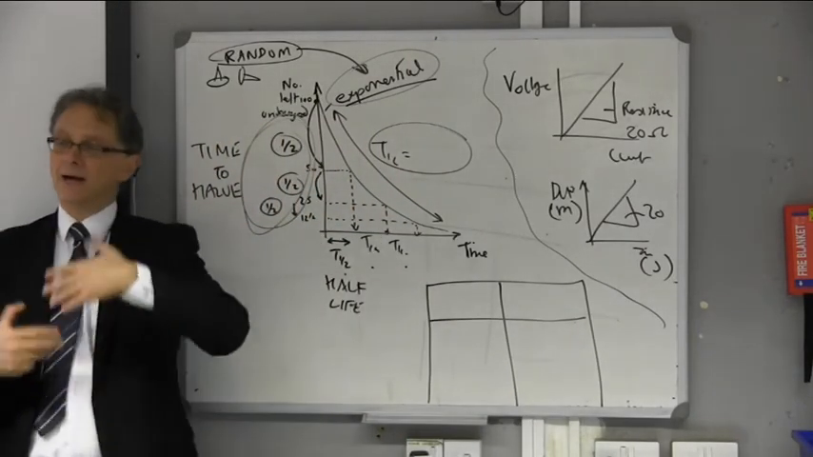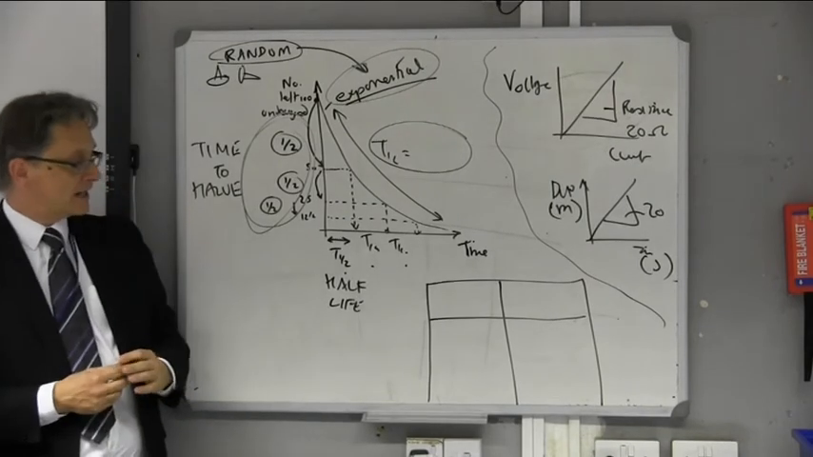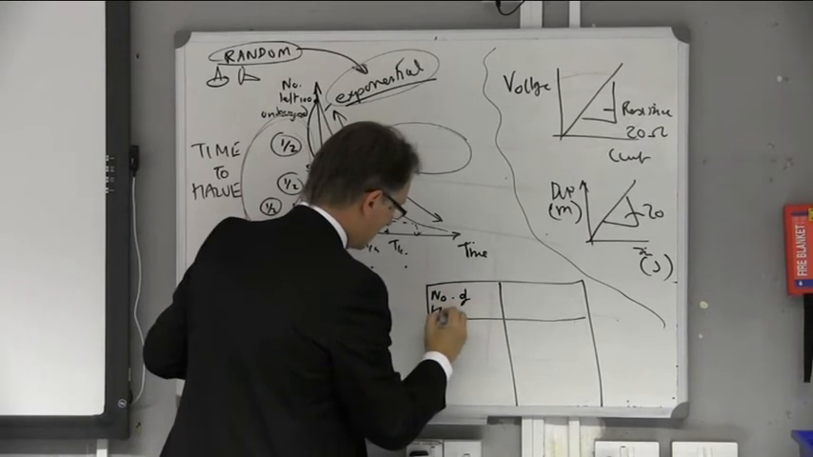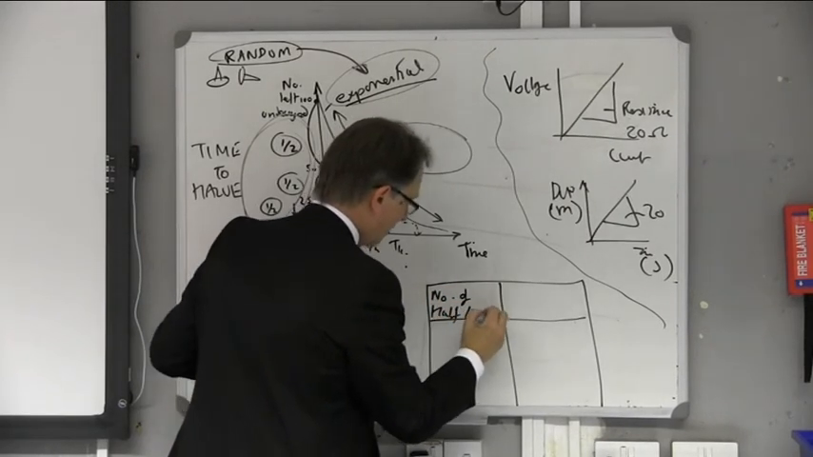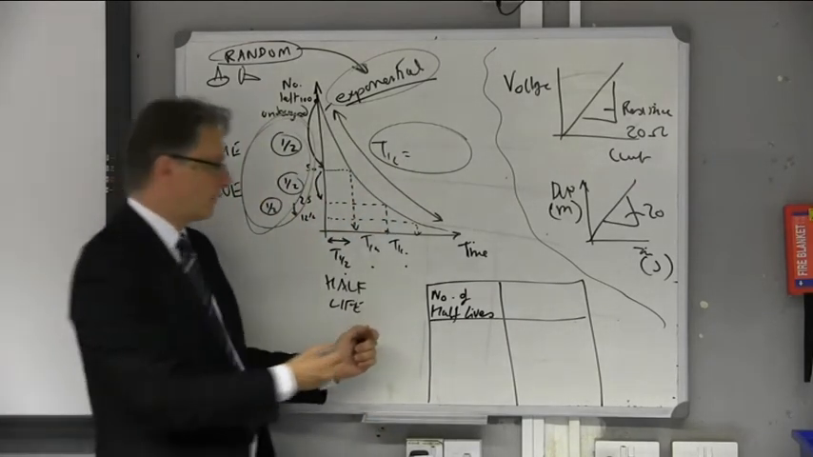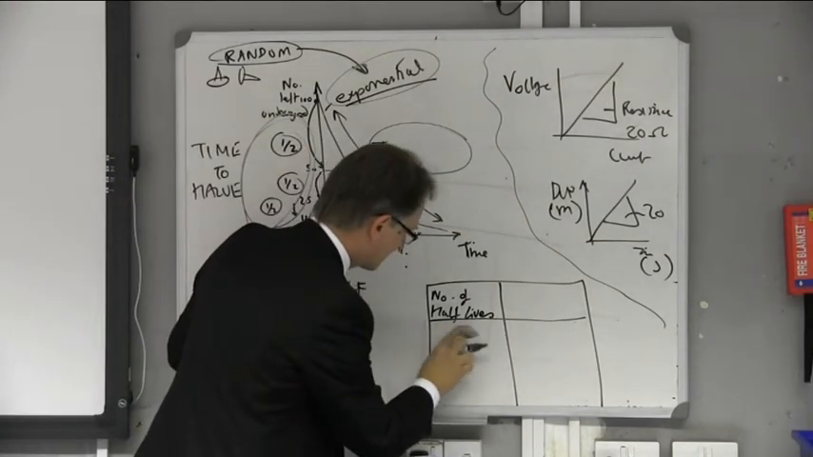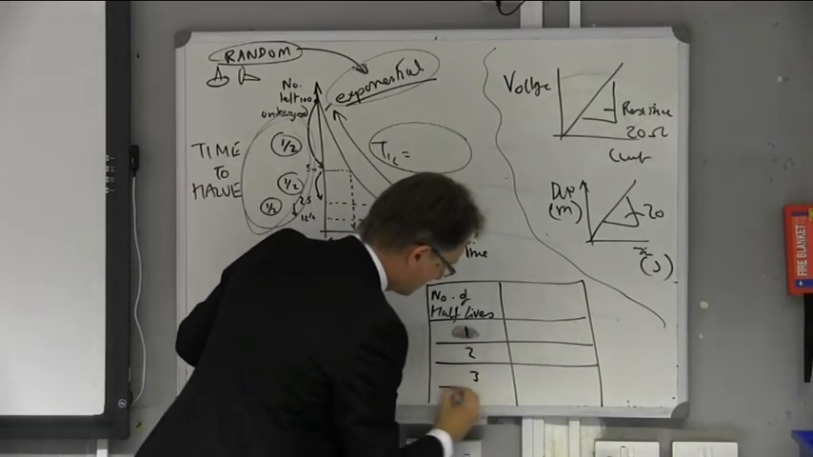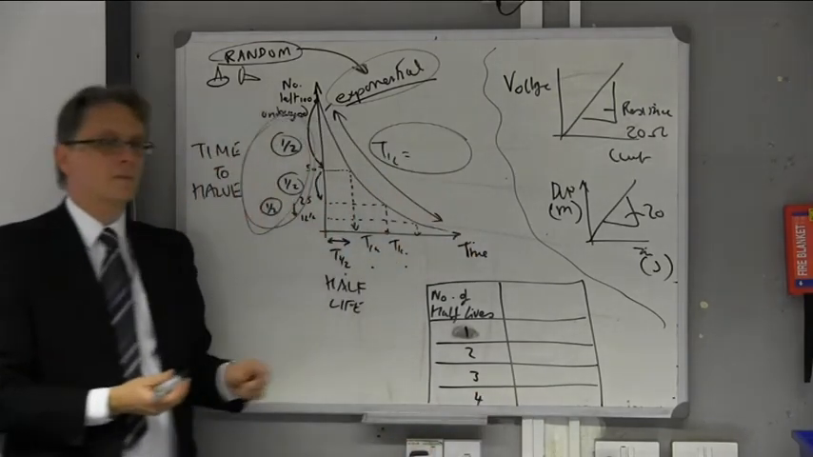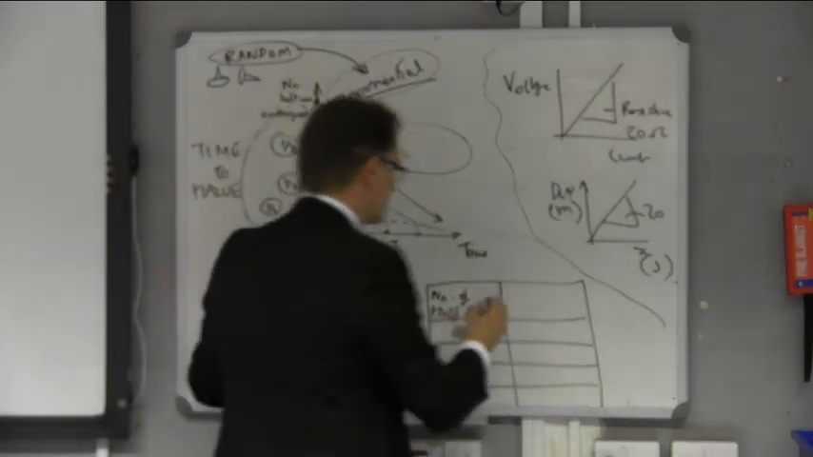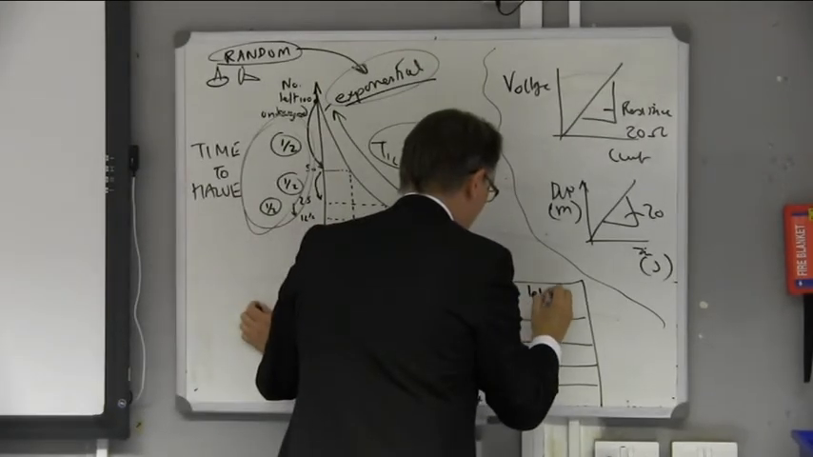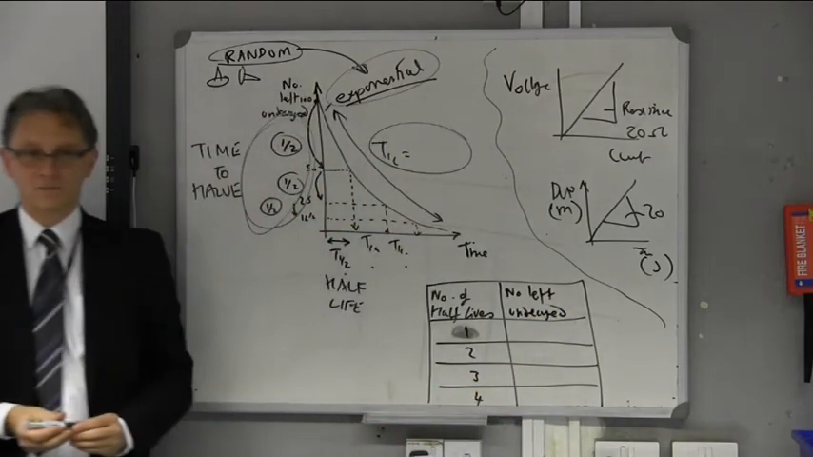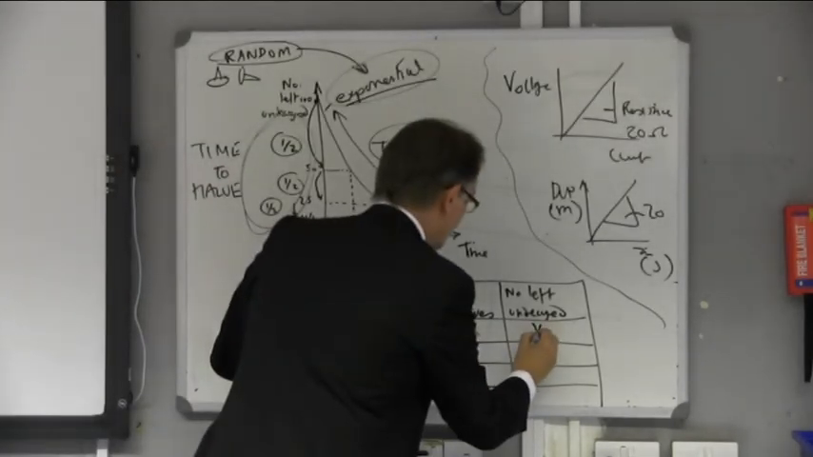They'll ask you to calculate how long for this to happen or whatever. And it's useful just to jot down a little table. So can you just jot down a little table of number of half-lives? And we don't need to go very far with this. You only need, I reckon, to go up to about 4. Exam questions don't really go much above 4. Okay. And here we can have number left undecayed.